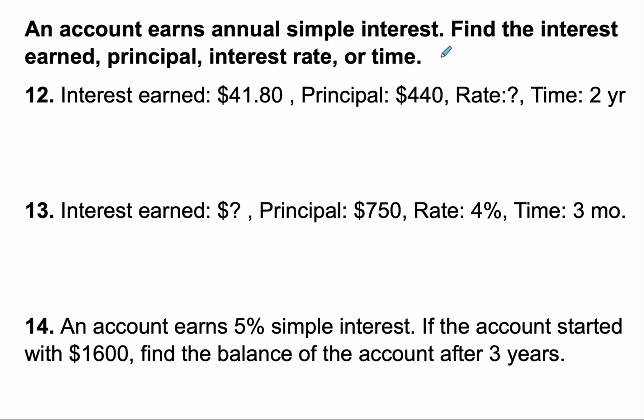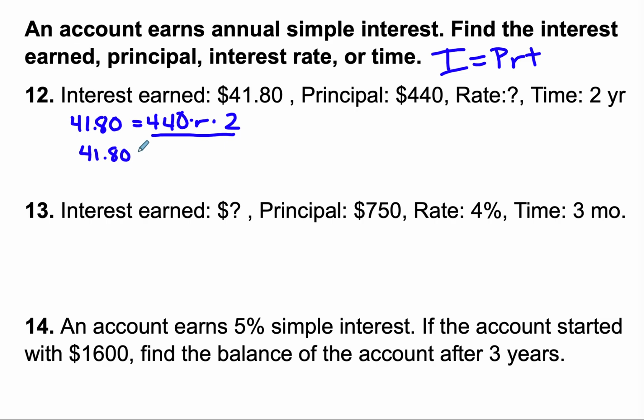Okay, let's check our answers. Remember, here's our formula. Interest equals principal times rate as a decimal times time. All right, we know our interest, $41.80. We know our principal. We don't know our rate, so I'm going to write R. We know our time is 2 years. We're going to start by multiplying the things that are on the same side of the equation. 440 times 2 is 880 R. Then we have to divide by the numbers in front of the variable.